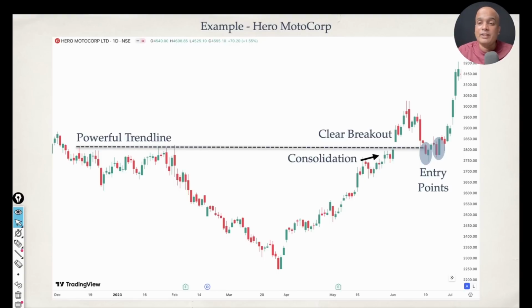In the first instance, you can see it is kind of a bullish harami pattern, or one candle is a hammer pattern. So you can take the trade above that, or the second time also you got an opportunity. It is very similar to bullish engulfing, and you can take the long trade above the high of those candles, and your stop loss should be below the low of the bullish confirmation pattern. So this is one simple example of Hero Motocorp.